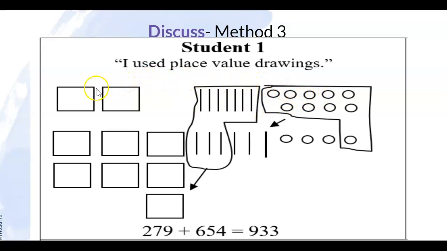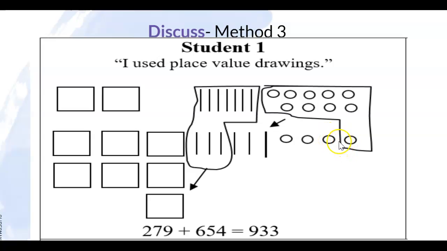Okay, so now if we move to the bottom, we're going to represent 654. So we go 1, 2, 3, 4, 5, 6. That's 6 hundreds. Okay, and anywhere you see the arrows, that's where we're going to have to regroup. But right here, the 6 hundreds are represented, and 5 tens. 1, 2, 3, 4, 5 tens is represented. Now we need 4 ones. 1, 2, 3, 4. Okay.